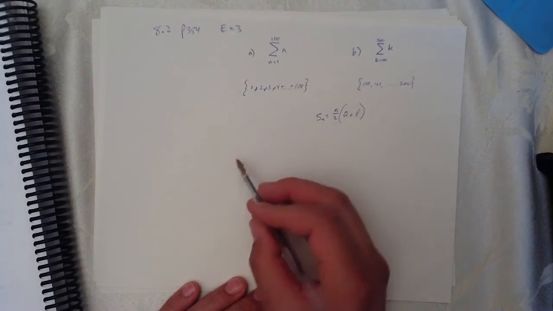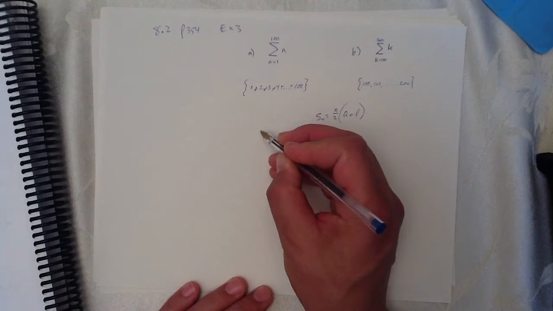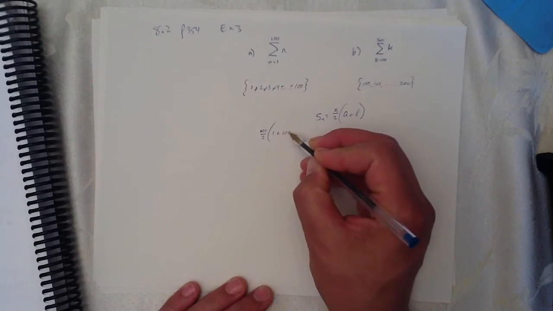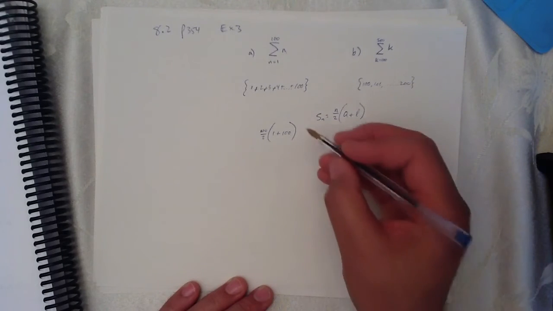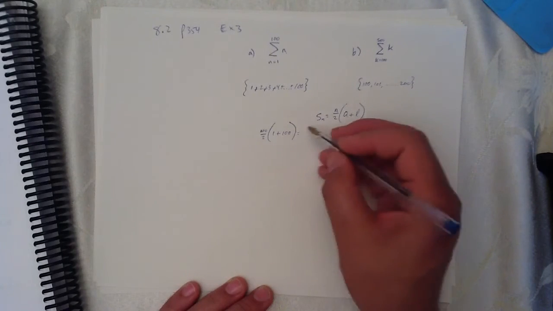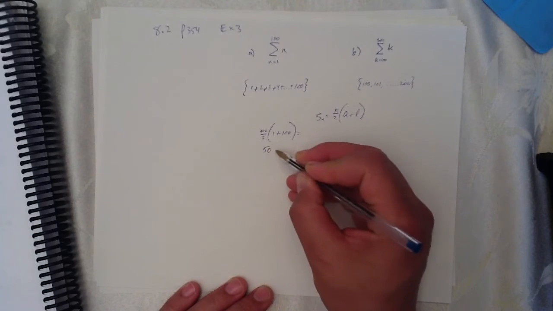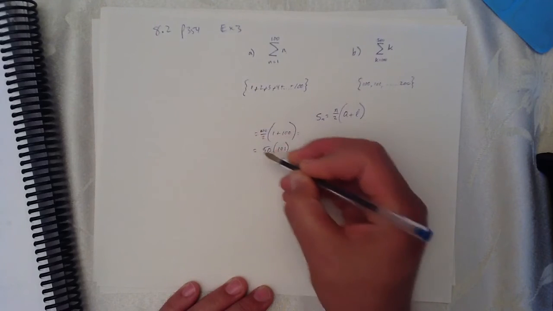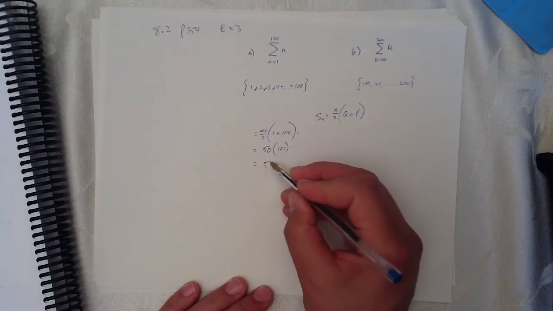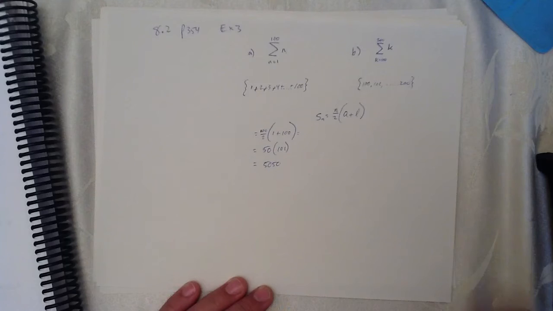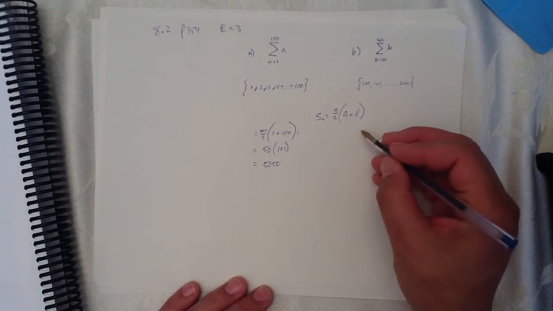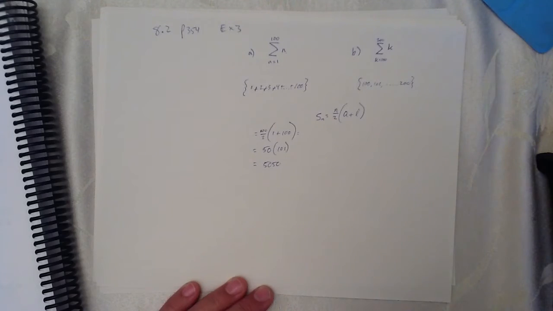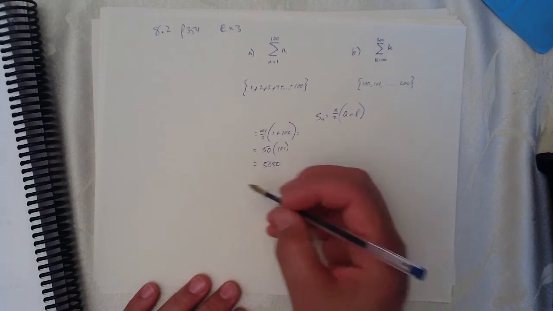So the formula here is 100 over 2 times (1 plus 100) equals 50 times 101, which equals 5050. And the second one, well, I'll let you finish the second one yourself. Let's go on and do some more difficult ones.